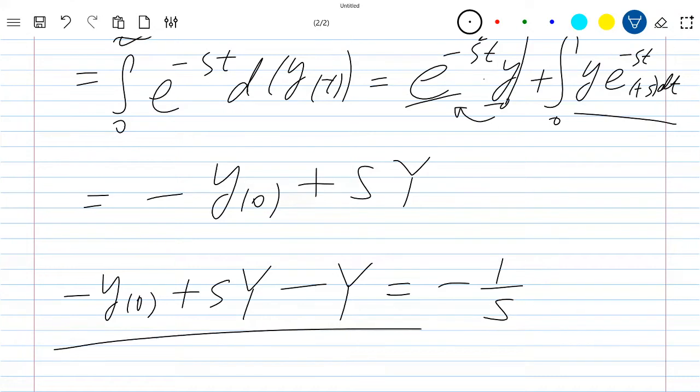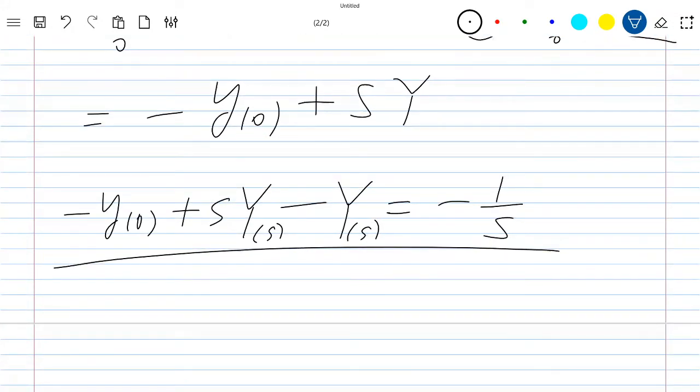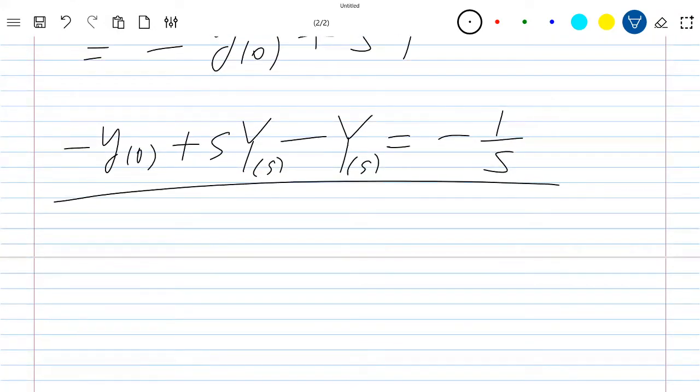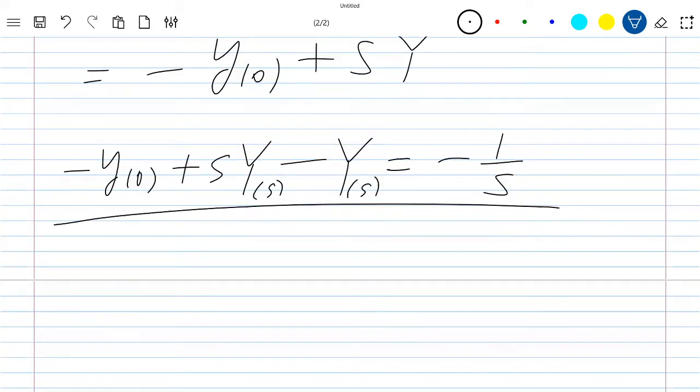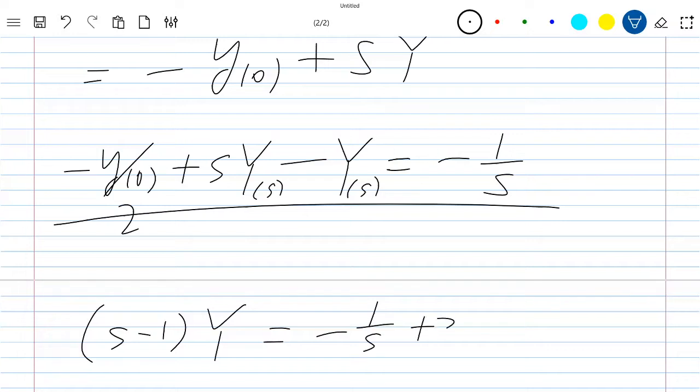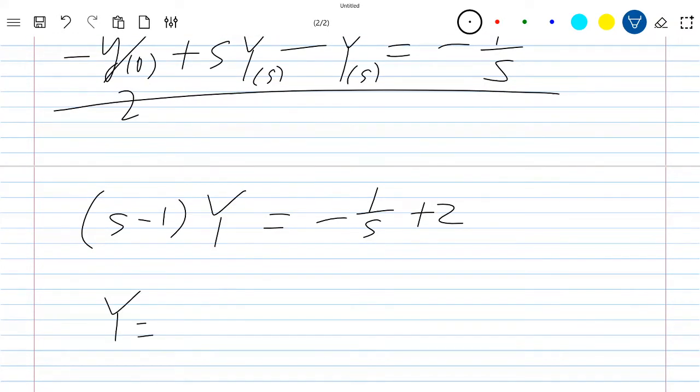So what we really get is not a solution, it's an equation. But this equation is for capital Y. And the nice thing about this equation is it's algebraic. There's no more derivative. You can just solve it by plugging the numbers and moving around as we did for usual algebraic equations. So what is y(0)? y(0) is 2, right? So this is 2. So we have moved over there. So you get (s minus 1)Y equals -1 over s plus 2. So what is Y? Y equals 2 over s minus 1, and then you minus 1 over s(s minus 1).